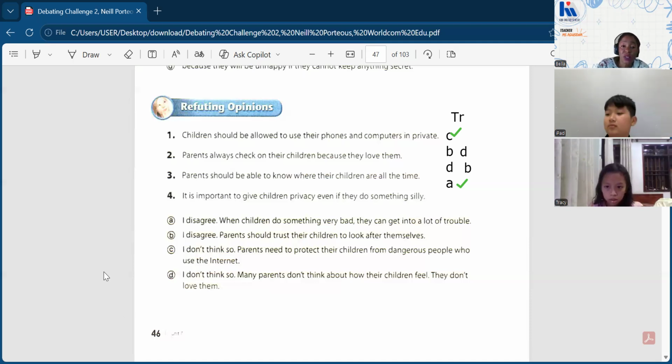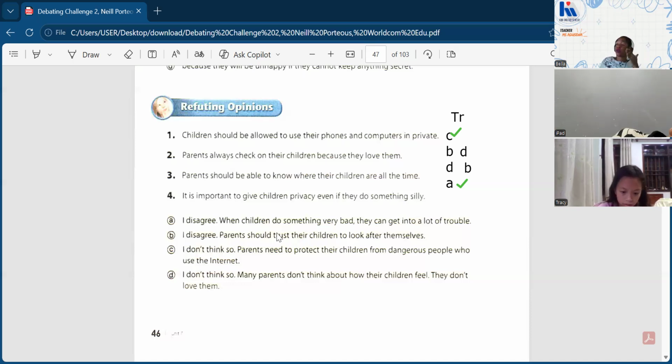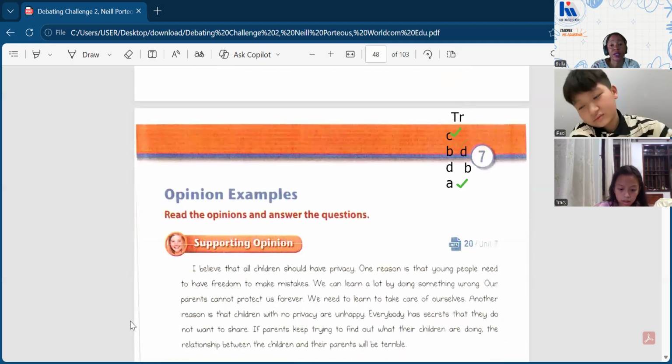So the next one says parents should be able to know where their children are all the time. And although you chose D, the answer is B, which says I disagree. Parents should trust their children to look after themselves. The parents should forget about where the children are all the time. They should trust their children that they can look after themselves. But most parents don't trust their children. That is why they are always checking on these children. Do you understand, Tracy and Tom? Yes. Okay, that's good.